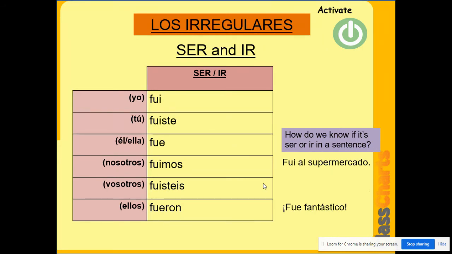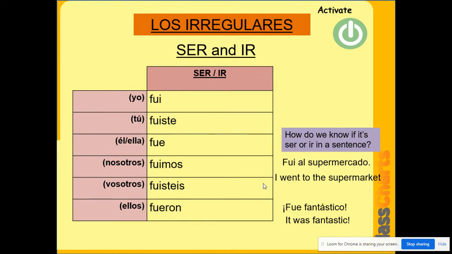I'm giving you two examples in there. Fui al supermercado. Fue fantástico. And most of you would have guessed by now that you know which verb we're using by the context, okay? So, fui al supermercado is I went to the supermarket. Fue fantástico is it was fantastic, okay? So, it should be pretty easy and straightforward to translate them and use them at the same time, okay?